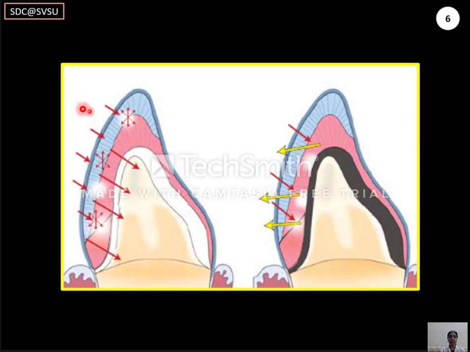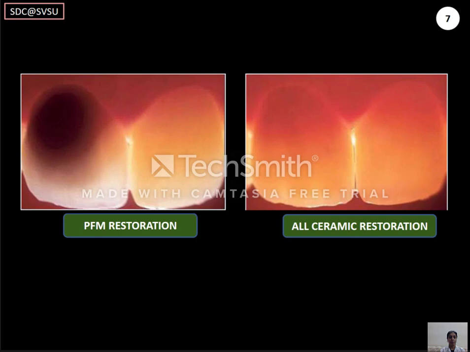Again, in this diagram, we can see that when light is passed through porcelain fused to metal restoration, the metal portion is visible, which gives an unpleasant look, whereas this is not the case with all ceramic restoration. The development of ceramic materials has helped the dentist to translate patients' wishes to reality by providing ideal restorations.